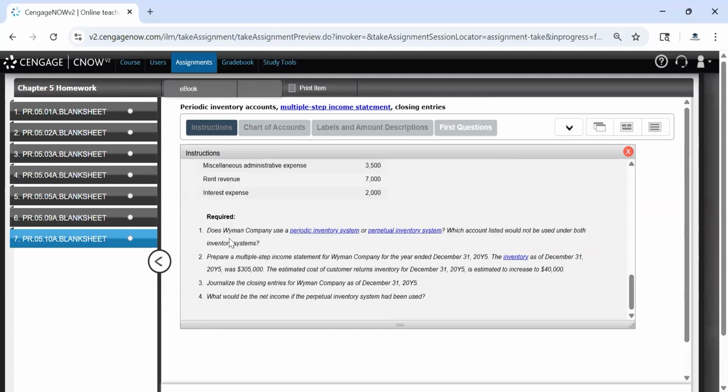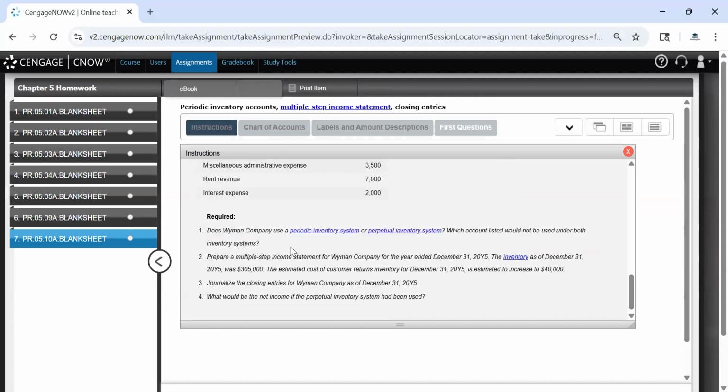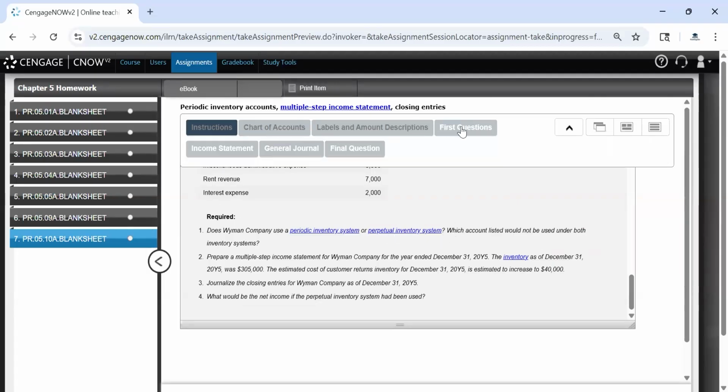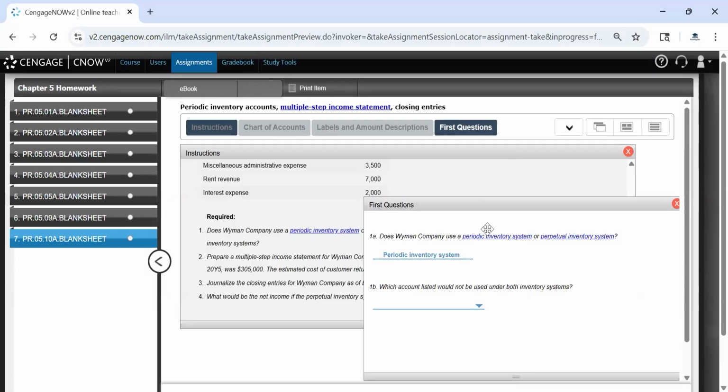Now for our first question, does Weinman Company use a periodic inventory system or a perpetual inventory system? Which account listed would not be listed under both inventory systems? We click on our first question's box. They're using a periodic inventory method.